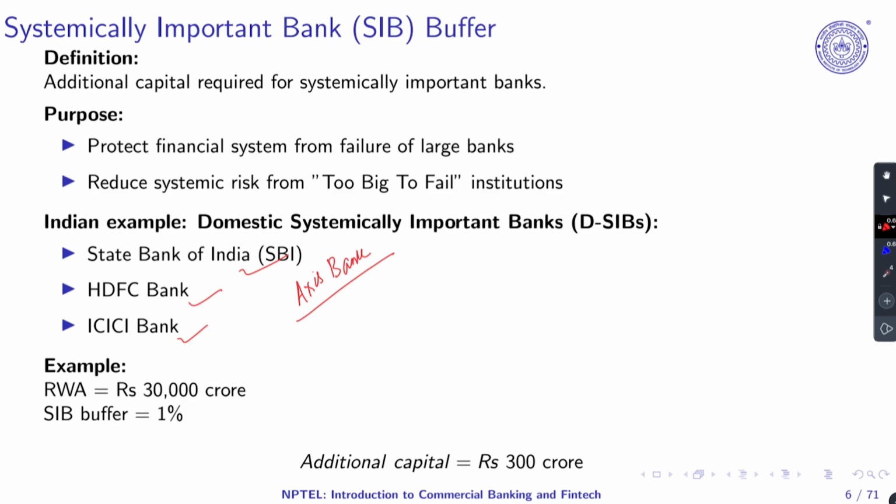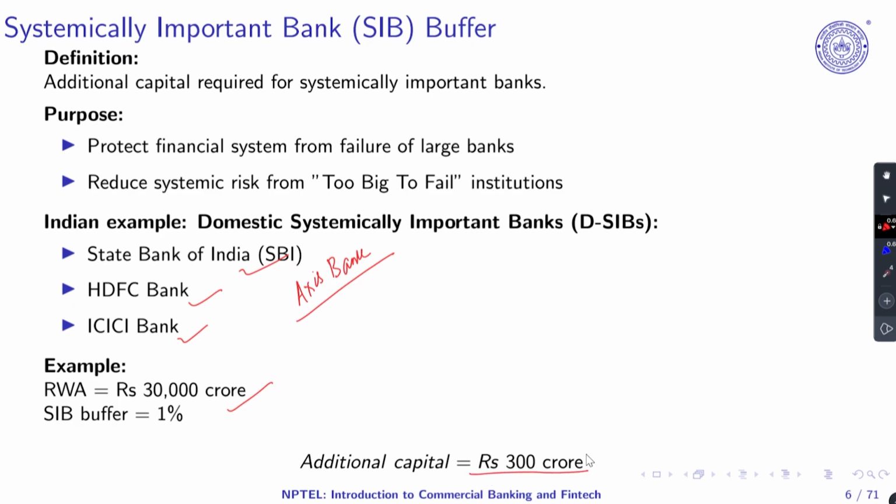So basically too big to fail. To avoid the situation of too big to fail, which is a requirement, which is one of the dimensions of the systemic risk, and too big to fail the central bank has to avoid, because it will have the spread of risk across the banking system. So this is what. So RWA is 30,000 crore. If 1% we are going to keep as a systemically important bank buffer, then it is 300 crore.